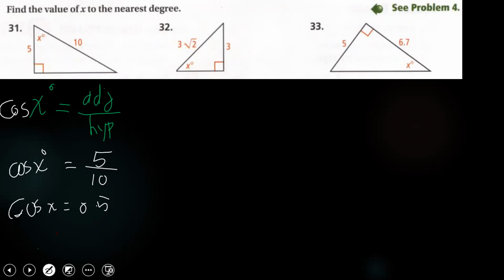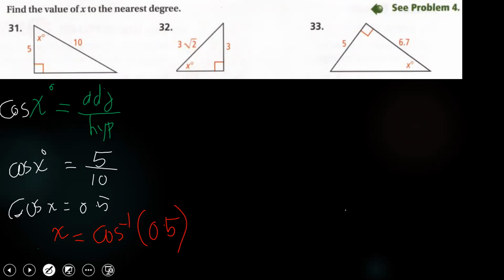Then after that, I need to find x now. So to find x, as you told me, we have to use cosine inverse of 0.5. Cosine inverse of 0.5 will give me x. Yeah, let's find it now.